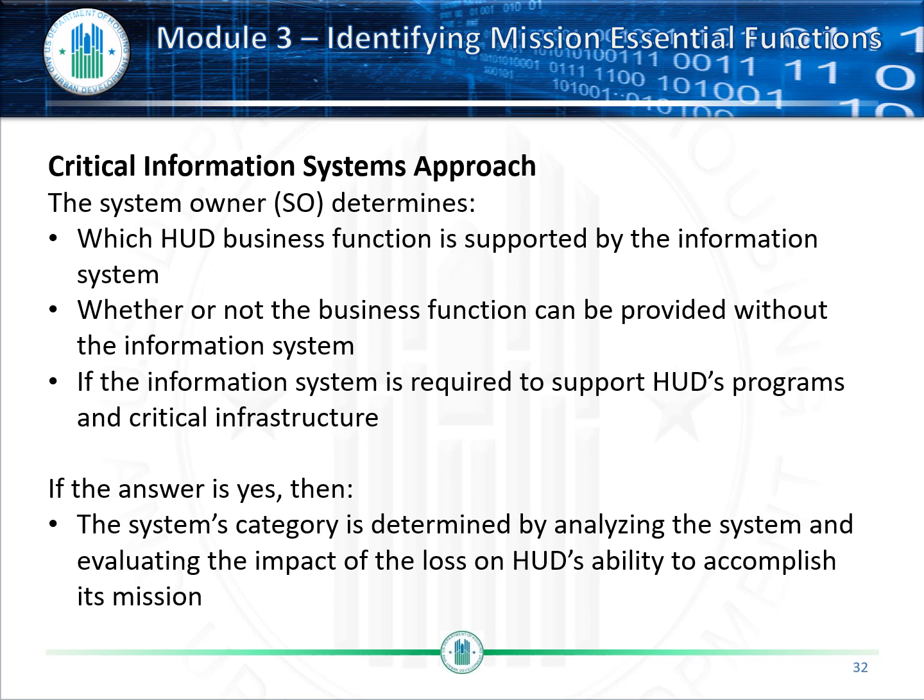To identify mission essential functions within a system, the system owner determines which HUD business function is supported by the information system, whether or not the business function can be provided without the information system, and if the information system is required to support HUD's programs and critical infrastructure. If the answer is yes, then the system's category is determined by analyzing the system and evaluating the impact of the loss on HUD's ability to accomplish its mission. Once the mission essential functions are identified, the mission critical template is filled out.